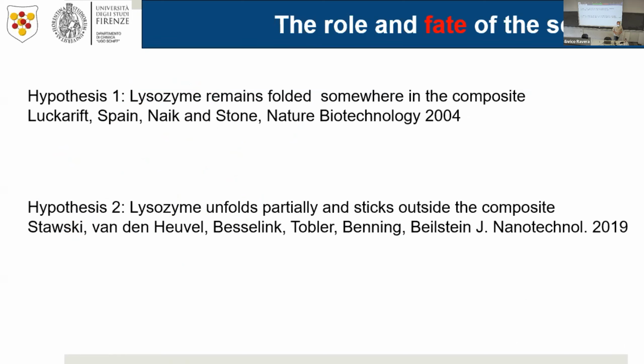Now, what happens to the protein after the synthesis is completed? And this is quite less defined. There are two main hypotheses. One dates back to the original publication where this method is presented, that the lysozyme remains folded because it remains active and is sitting somewhere within the composite. And another hypothesis, which is more recent and based on the analysis of SAXS data, is that lysozyme partially unfolds and remains stuck outside of the composite. So there's no protein inside the composite, only outside of the composite.